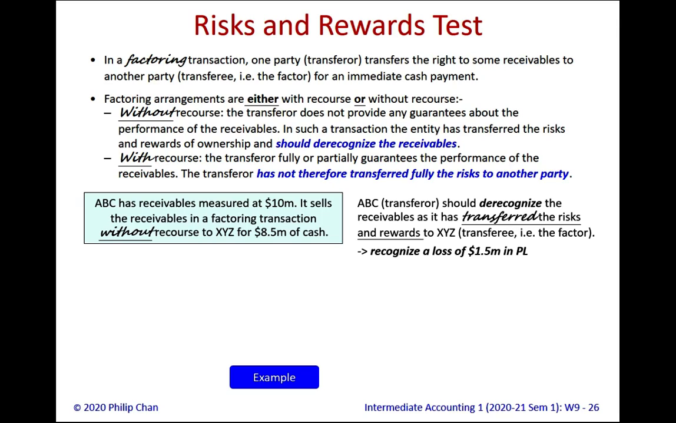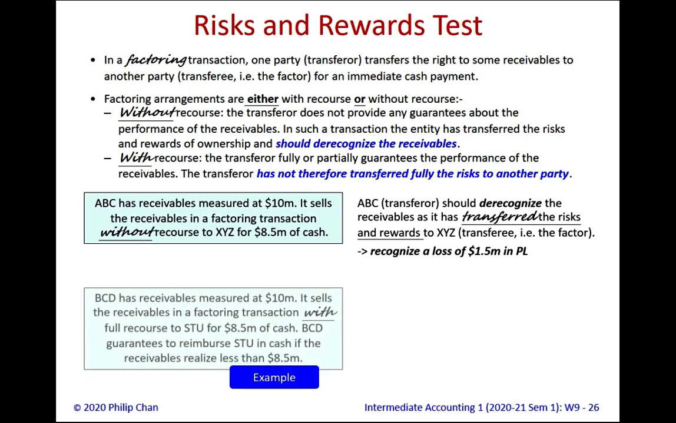Therefore, of course, it should credit the receivable by 10 million and debit the cash 8.5 million. Also debit a loss on disposal of 1.5 million in P&L. Say it again: debit the loss on disposal 1.5, debit bank 8.5 million, and then credit the receivable 10 million.